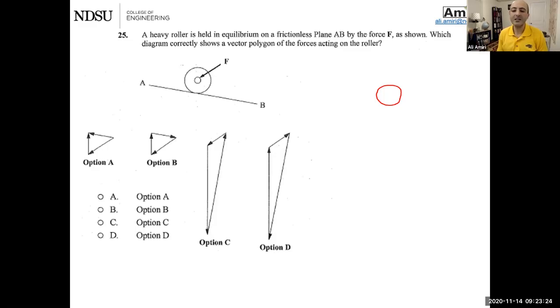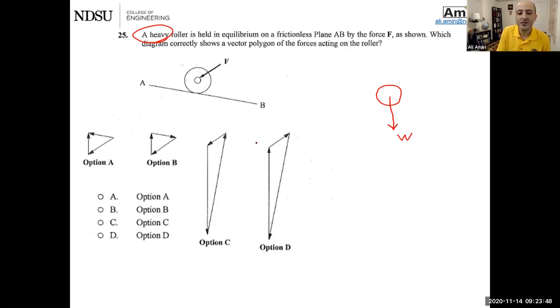Step 2 is active forces. Okay, I see one active force. It's a heavy roller, so that tells me that this roller should have a weight pointing down.